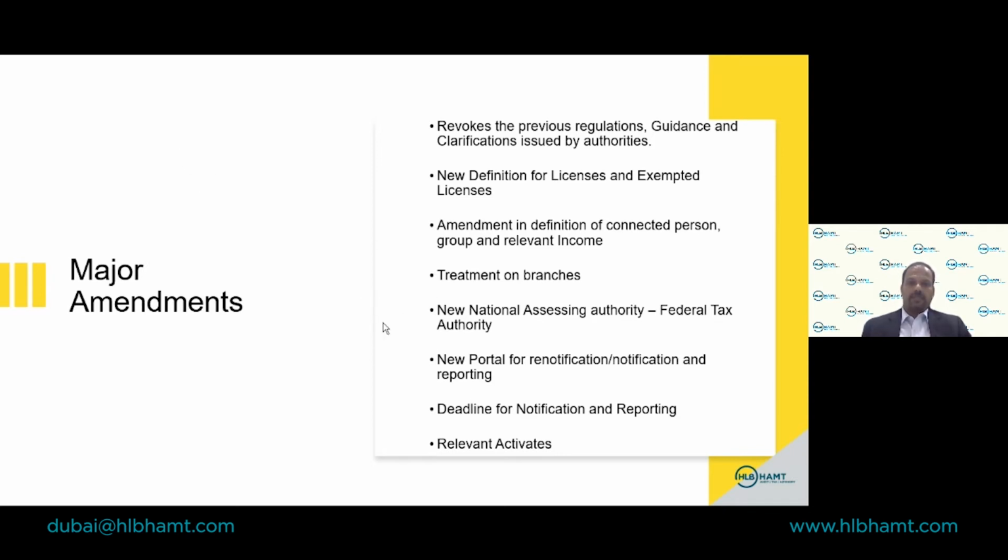Again, a new definition for licensees and exempted licensees has been published. There is an amendment in the definition of connected person, group, and relevant income. This is more important because this was not published in the earlier sessions. And there is treatment of branches, both local branches and branches of foreign entities. There is also a new national assessing authority introduced in the new regulations, and the Federal Tax Authority is the new national assessing authority for this purpose.